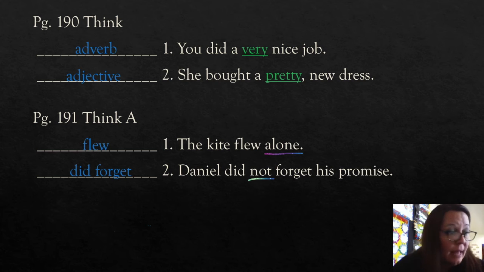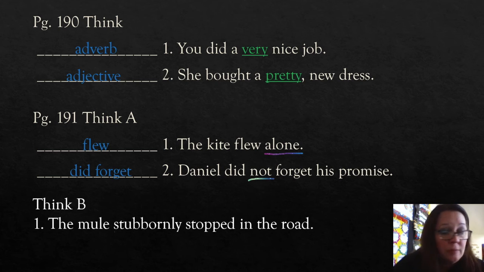Now, let's look at our very last section. I'm only going to do one in this section for you because we've done this before. Directions say underline each adverb and draw an arrow to the word the adverb describes. So underline the adverb. The mule stubbornly stopped in the road. To find the adverb, we have to look at the verb. What's the verb? Stopped. Well, now we ask the questions. One of those questions, how did he stop? Well, he stopped stubbornly. So, stubbornly is our adverb, and it is modifying or describing the word stopped.